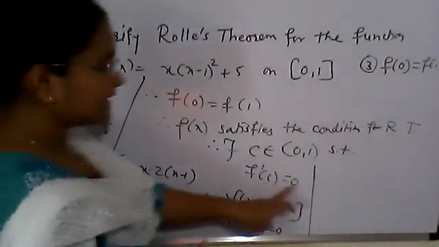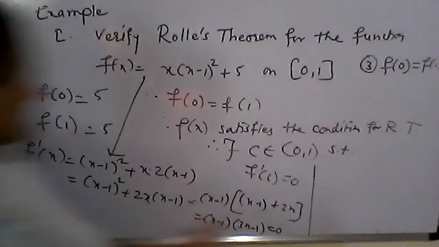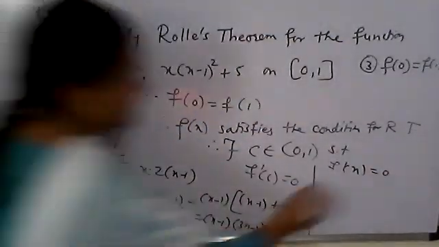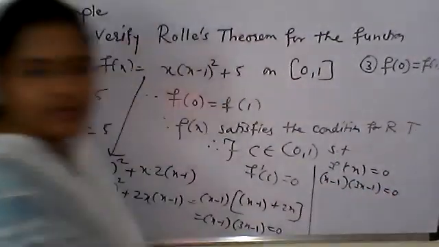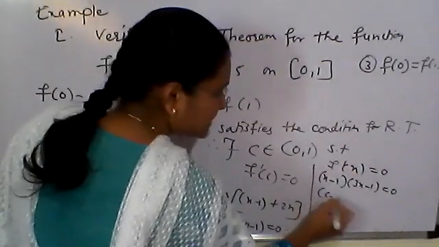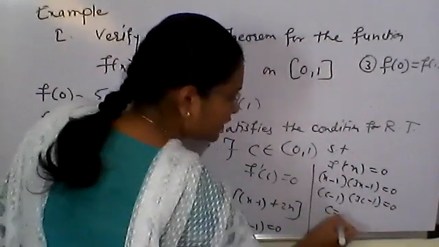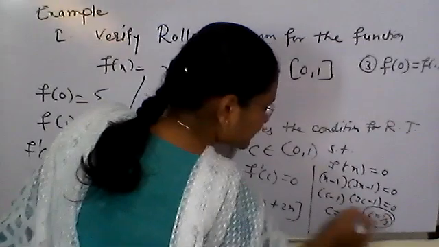f dash of c equal to 0. We have to consider this. So what we have done, f dash of x at 0. So we have x minus 1 in bracket 3x minus 1 equal to 0. So here you can replace this x by c. What you will get? C minus 1 into 3c minus 1 equal to 0. So you will get value of c is 1 or c equals to 1 by 3.